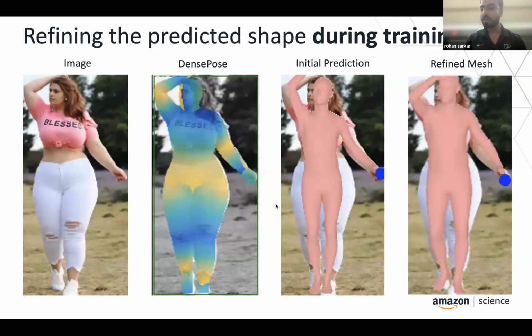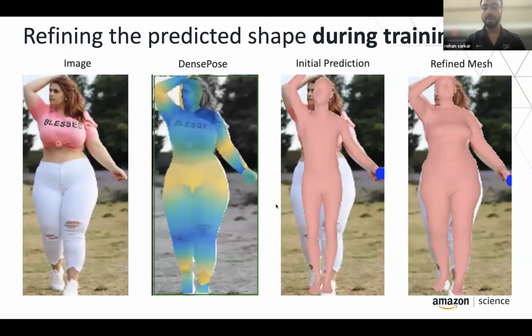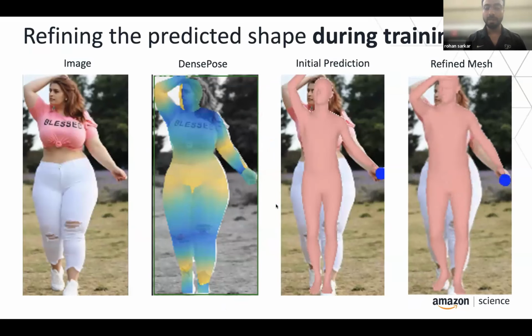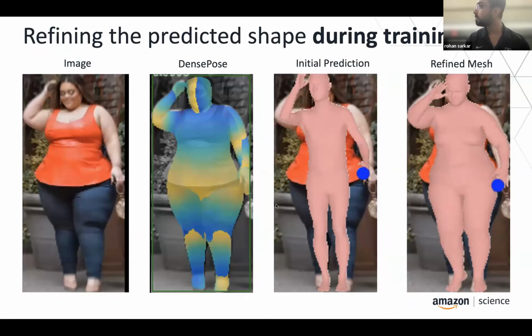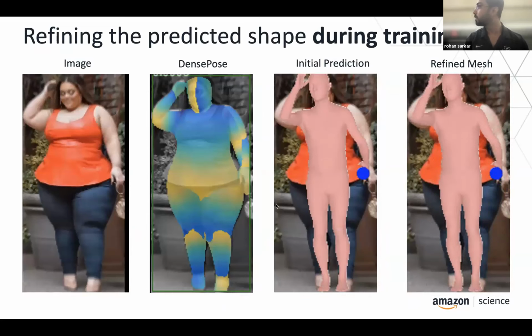We now show some examples of how the body shape is refined during training. In the first 2 columns, you can see the image and the corresponding DensePose. In the left SMPL, we see the initial prediction, and in the right, we see how the mesh is iteratively refined. Here is another example, and it can be seen how the refinement fits to the body shape under the clothing.